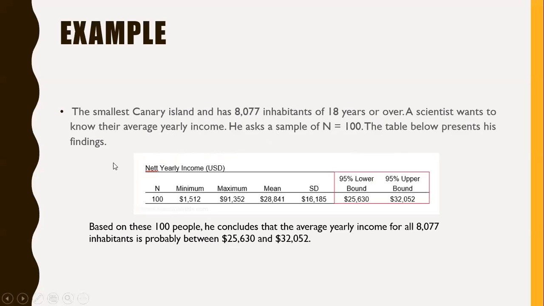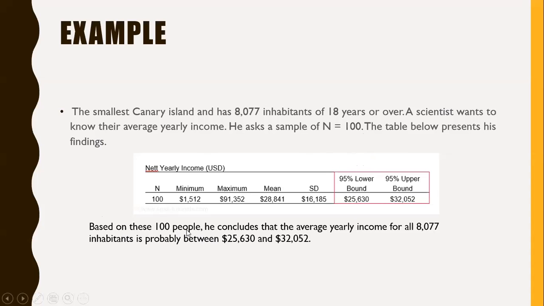He has done the calculation using SPSS or any kind of statistical software. So these are the outputs. There is the sample size, the minimum income and the maximum income. The mean income of these 100 samples is 20,841. He has obtained a 95% confidence interval, with a lower limit and an upper limit. The lower limit is 25,630, and the upper bound is 32,052.